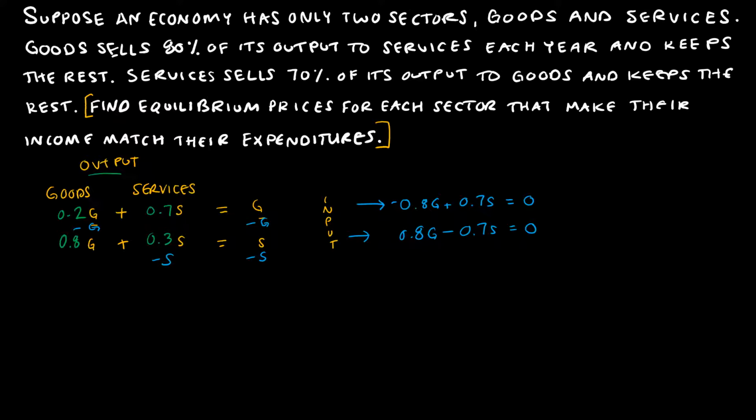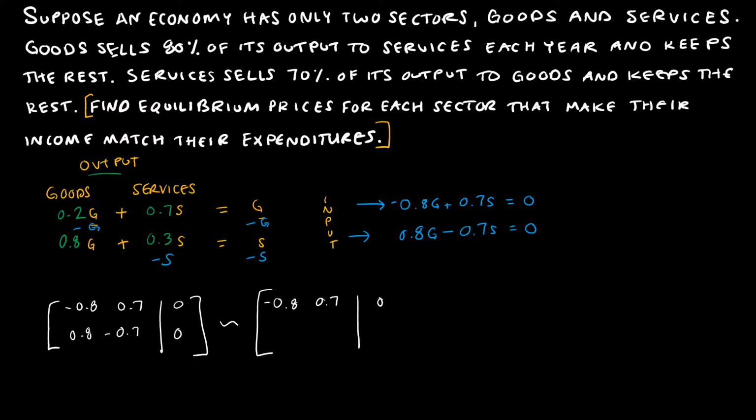And I'm sure you've figured out now that this is just going to be written as an augmented matrix: negative 0.8, 0.7, 0, positive 0.8, negative 0.7, 0. And doing a little bit of math and adding those two rows together to make a new row 2, I end up with 0, 0, 0. Which of course, remember this is my goods and this is my services. So that tells me that S is free.